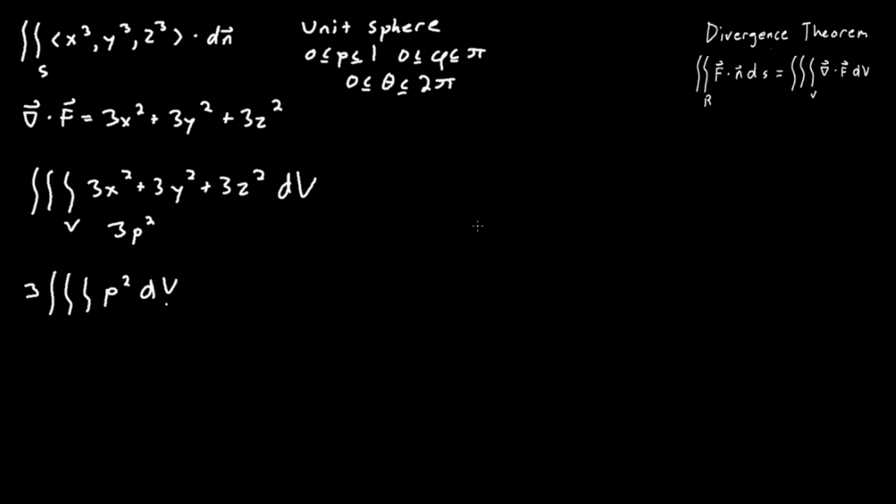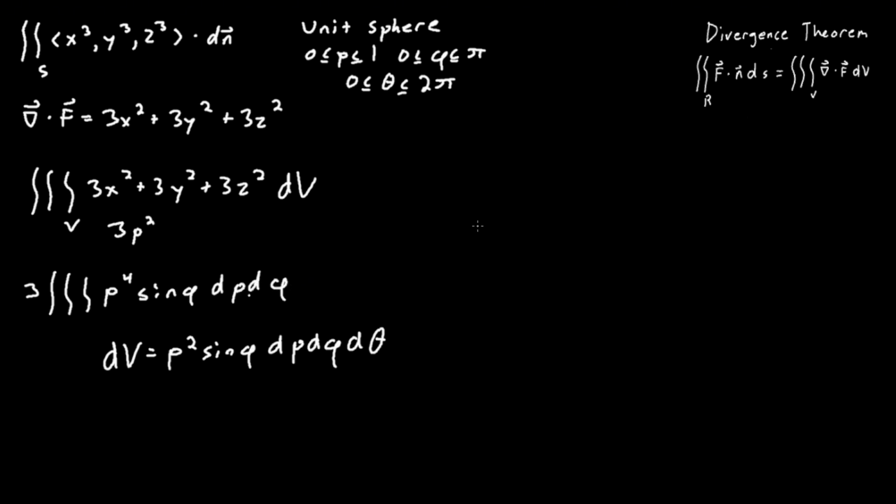But the thing about dv in spherical coordinates is we have to take into account a Jacobian. So we have rho squared sine of phi d rho d phi d theta. It doesn't matter which order you integrate. Our Jacobian is the rho squared sine of phi. So if we multiply that by rho squared, we get rho to the power of 4 sine of phi d rho d phi and d theta.